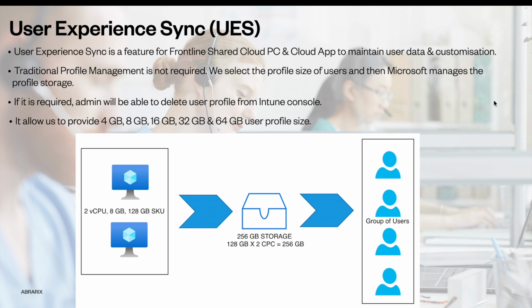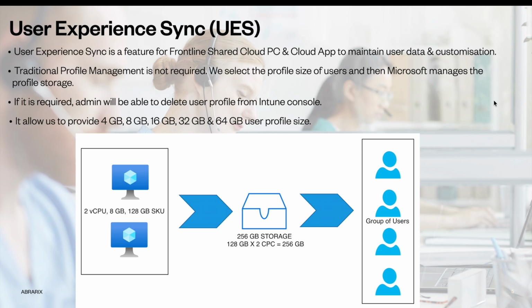Now, let us also understand how storage works using an example. In our example, we have two cloud PCs, each with a 128 GB disk. So total pooled storage becomes 128 multiplied by 2, which is 256 GB. This 256 GB is not assigned to individual users directly. Instead, it becomes a shared storage pool, and all users' profiles consume space from this pool dynamically. So any user logging in will use storage based on their profile size and usage.